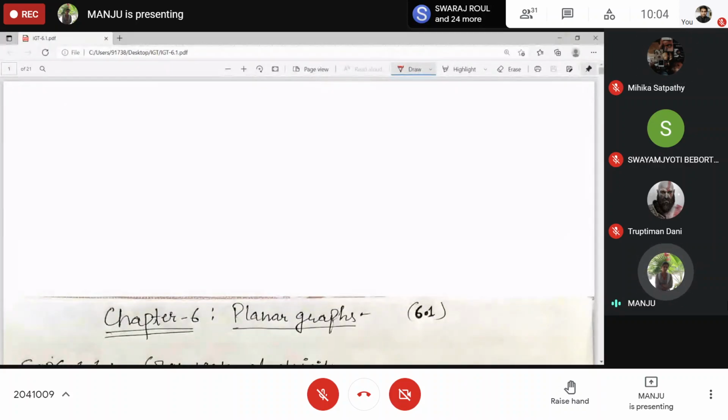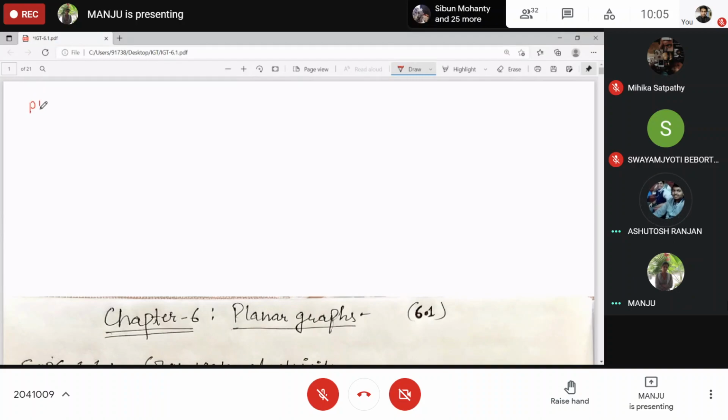In chapter 1, we have discussed planarity of the graph, right? Planar graph, plane graph. So in this chapter, we'll discuss all these. So what do you understand by plane graph?